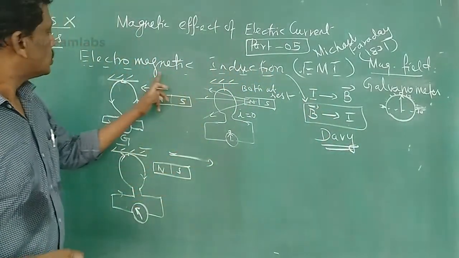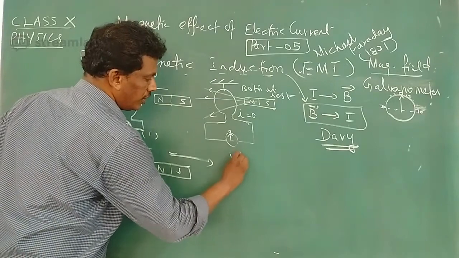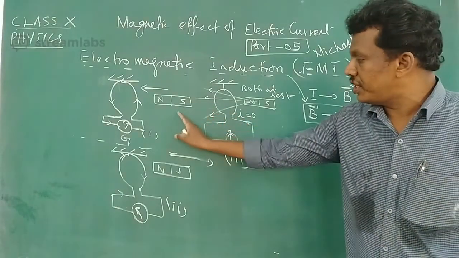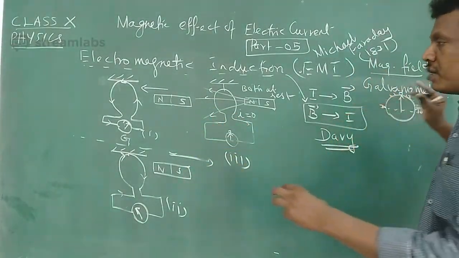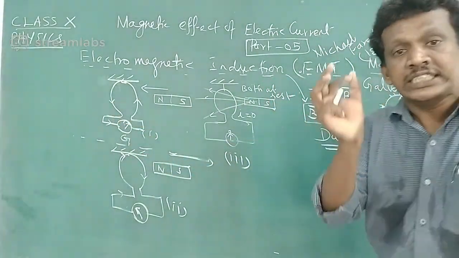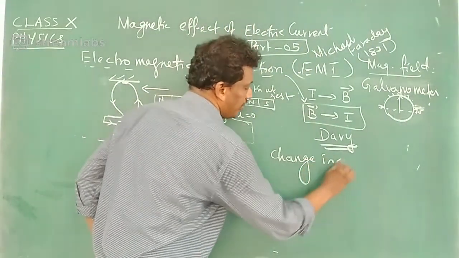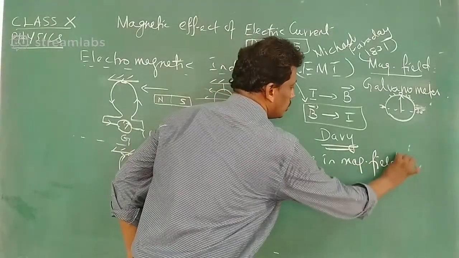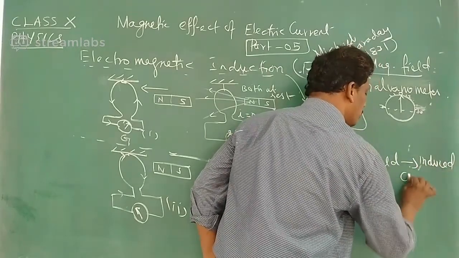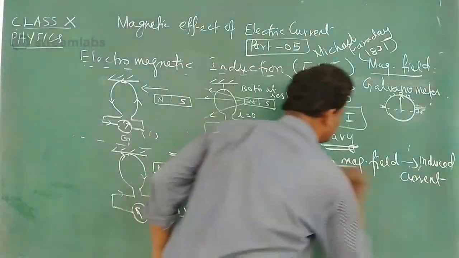Now you got some idea about these points. One, two, three. I'm going to narrate everything one by one. First point, second point, I'm talking about these two. Whenever a magnet is moved towards the coil or away from the coil, what is happening? Change in magnetic field. Change in magnetic field produces induced current. Very important word is change.